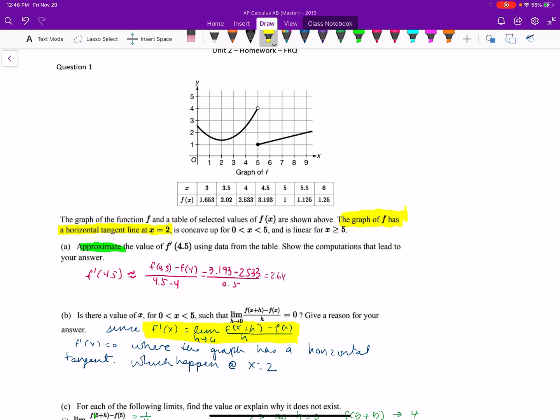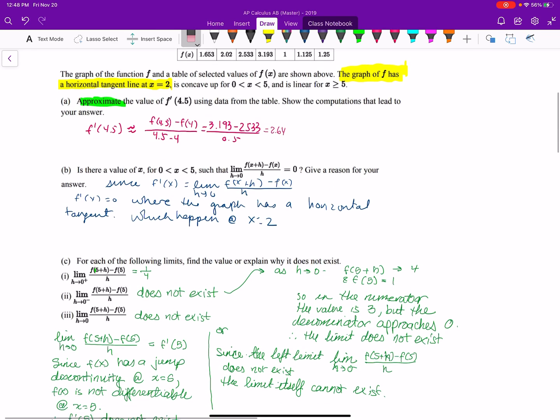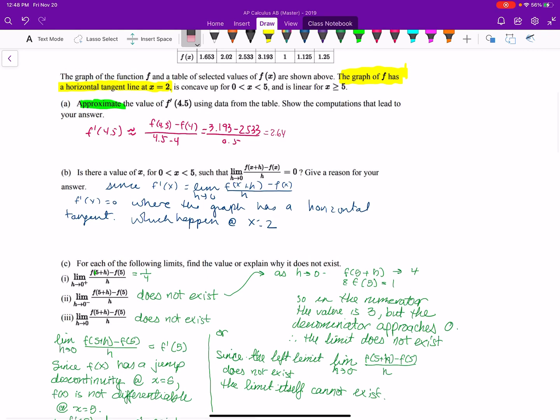You have to give a reason for your answer, so you're stating that you know that limit is the derivative, and we take that derivative and set it equal to 0, which we also know is the slope of the tangent line. We mentioned both of those things in our work here. That's part B.